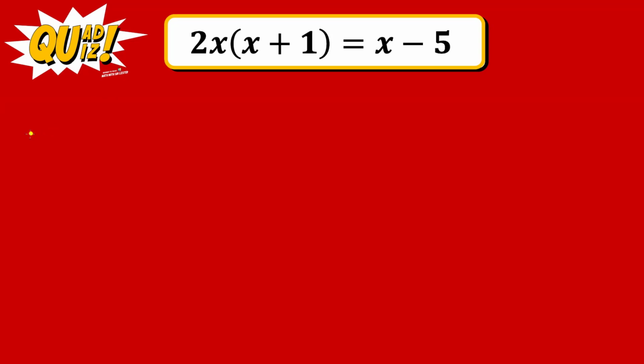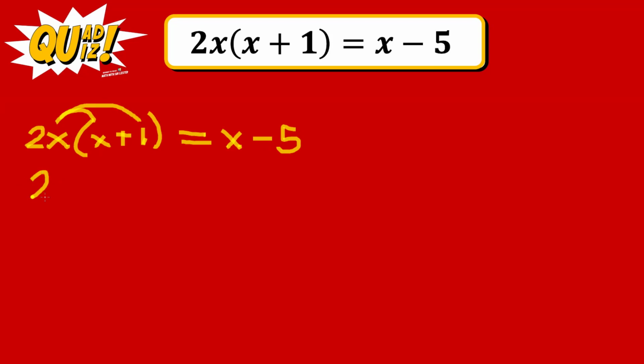But before that, let us first simplify the left-hand side so that there would be no more problems later. We distribute here, and therefore we have 2x squared plus 2x times 1, which is simply 2x, equal to the same x minus 5. Now, we move these two terms to the other side of the equation, either using properties of equality or the transposition method. We can do that.